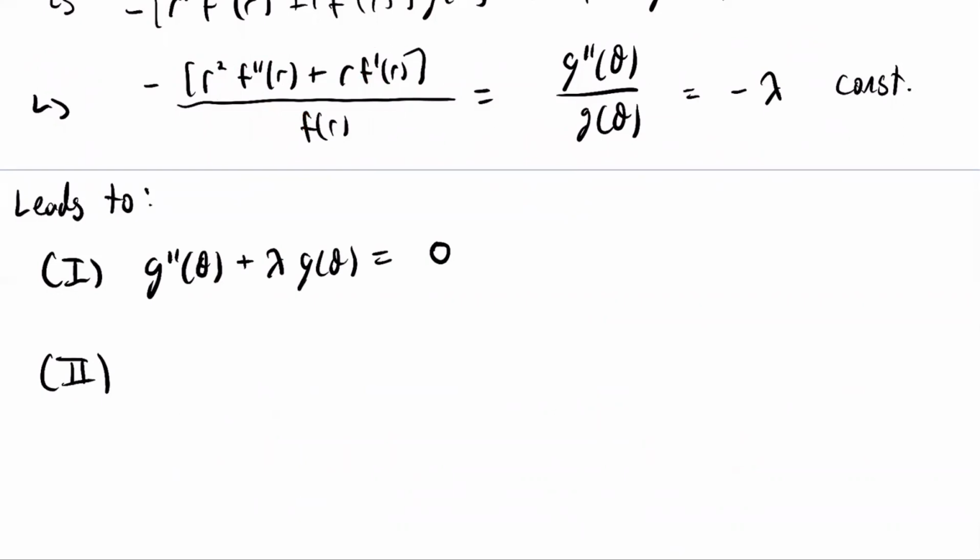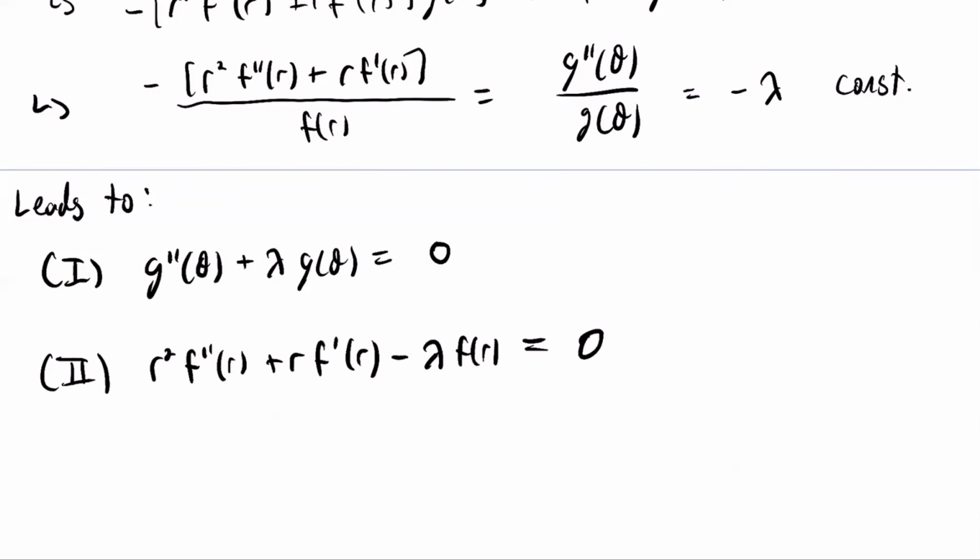So I have r squared f prime prime of r plus r times f prime of r is equal to lambda times f of r. Let me bring that term over, so I get minus lambda f of r is equal to 0. So these are the two ordinary differential equations that we need to solve.